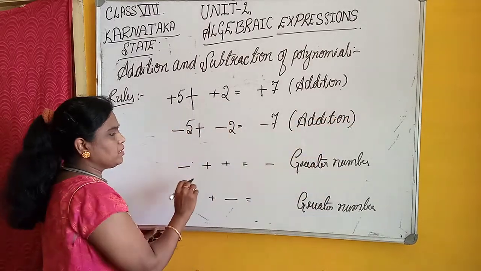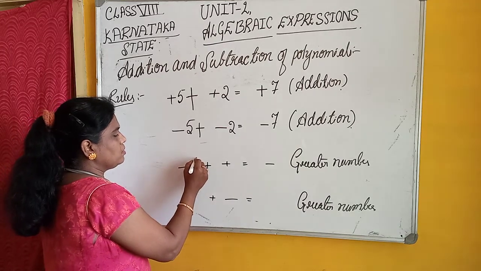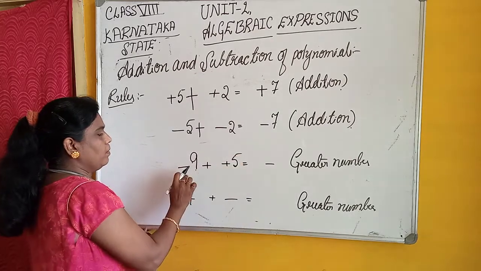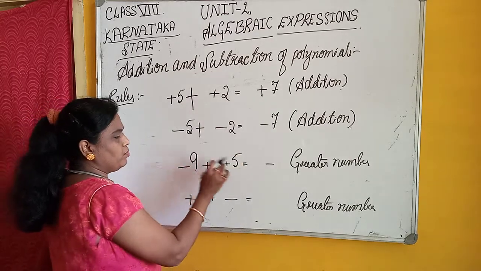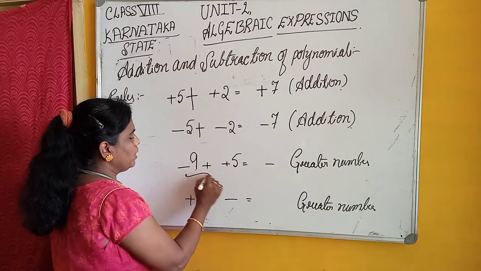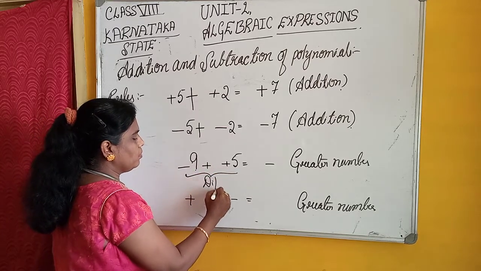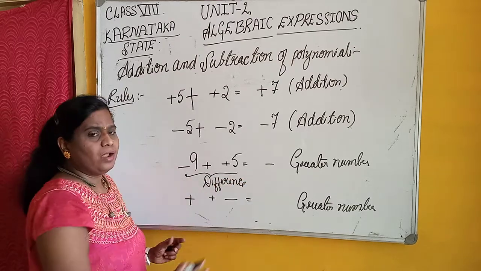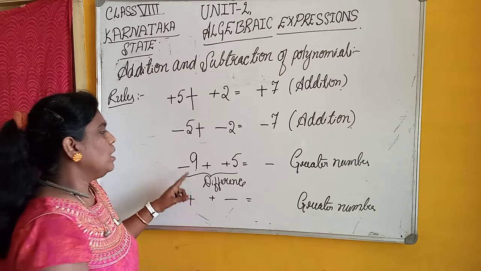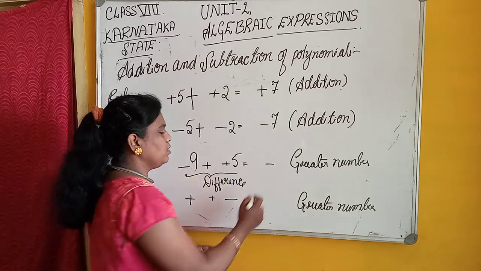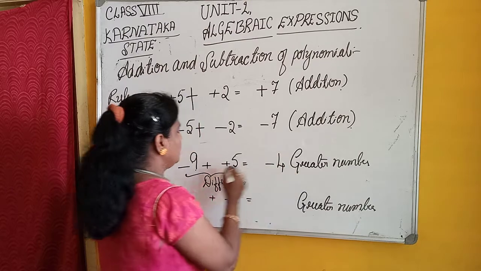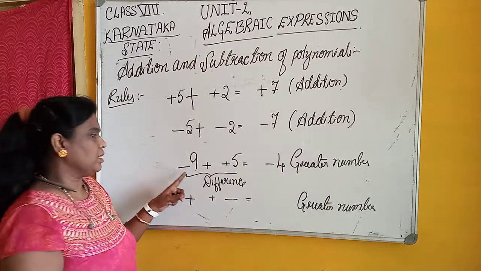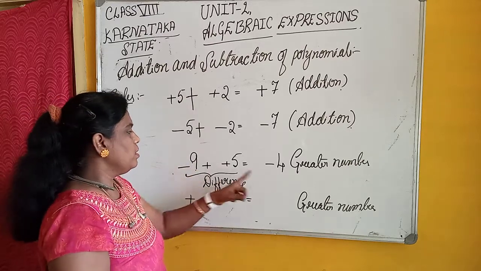And here, let us consider this is 9 and this is 5. Okay, when we are adding a negative integer and a positive integer, we have to take the difference of those numbers, that is minus 9 plus 5 is equal to minus 4, and put the symbol of the greater number. Understood? Here the greater number is 9, so we are putting the sign of minus.